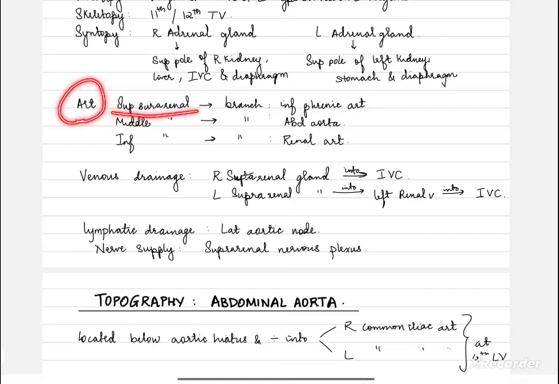Arterial supply: superior suprarenal, which is a branch of the inferior phrenic artery; middle suprarenal, which is a branch of the abdominal aorta; and inferior suprarenal, which is a branch of the renal artery. Now pay attention. The adrenal gland has three branches: superior suprarenal, middle suprarenal, and inferior suprarenal. Superior suprarenal is a branch of the inferior phrenic artery. Middle suprarenal is a branch of the abdominal aorta, and inferior suprarenal is a branch of the renal artery.